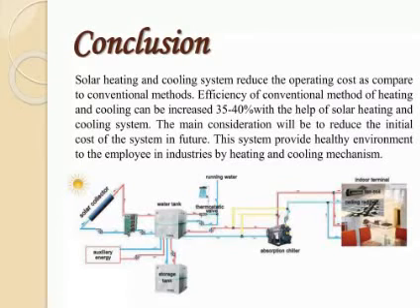Conclusion. Solar heating and cooling systems reduce the operating cost as compared to conventional methods. Efficiency of conventional methods of heating and cooling can be increased by 35 to 40% with the help of solar heating and cooling systems. The main consideration will be to reduce the initial cost of the system in future. This system provides a healthy environment to the employees in industries by heating and cooling mechanism.